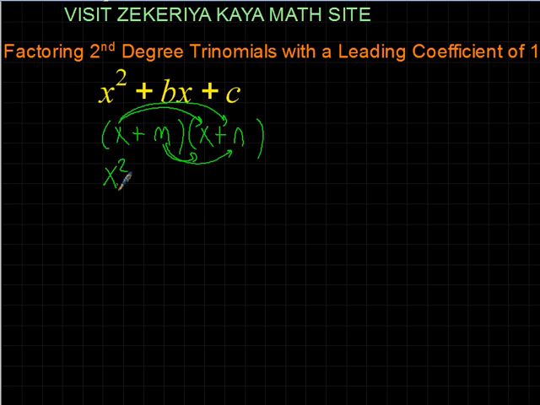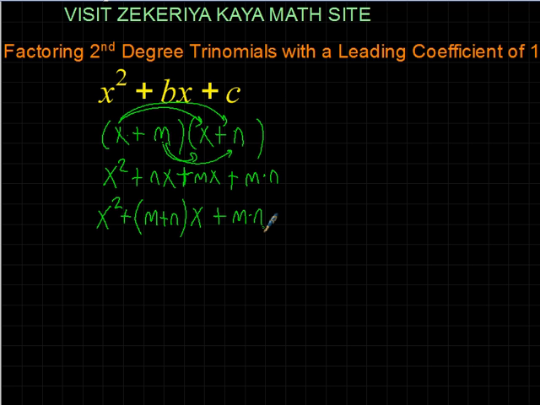X times x will be x squared, x times n will be plus nx, m times x will be mx. M times n is the last one, will be m times n. So the x terms are like terms, and I can combine the like terms. Let's write the others again, x squared, and n plus m should be in here. If I write it orderly, I'll write m plus n. Then m times n is the last one.